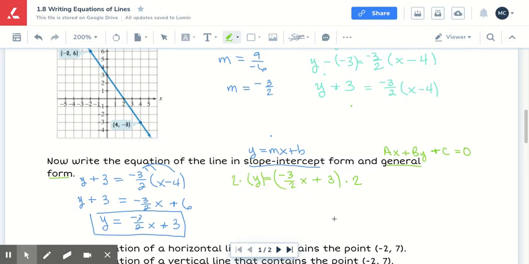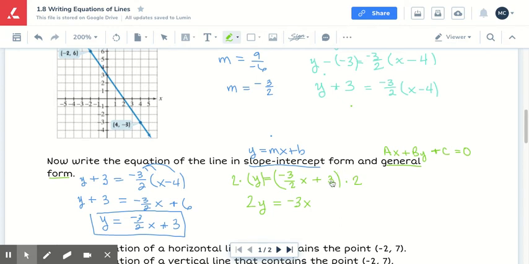I can do this algebraically because I'm doing it to both sides of the equation. And that's how algebra works. Whatever you do to one side of the equation, you just do to the other. So on the left, I'd have 2y. On the right, I'm distributing this 2. So a 2 times a negative 3 halves would be negative 6 halves. A negative 6 divided by 2 is just negative 3.